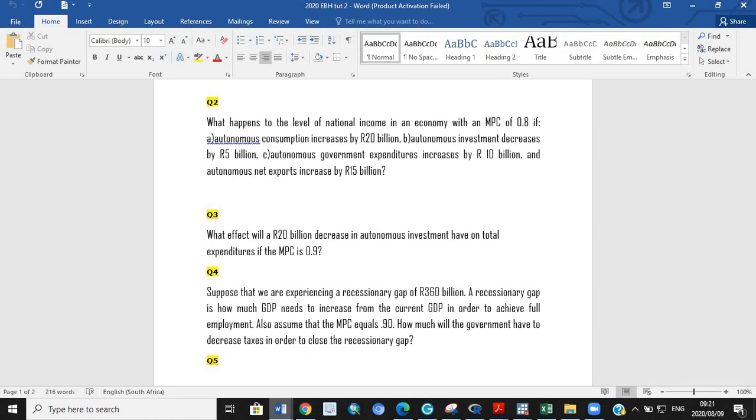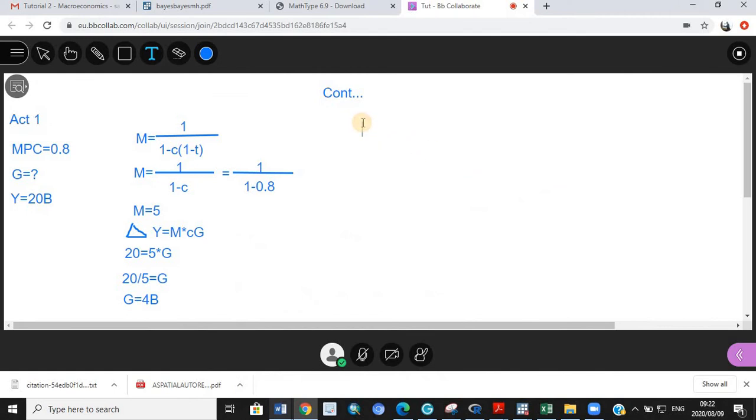What happens to the level of national income in an economy with an MPC of 0.8 if autonomous consumption increases by 20 billion, autonomous investment decreases by 5 billion, autonomous government spending increases by 10 billion, and autonomous net export by 15 billion. Very good. Activity 2.